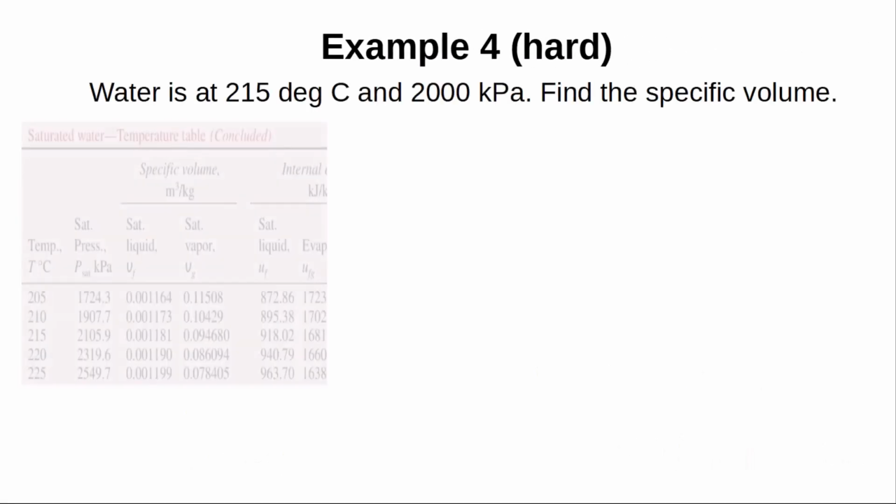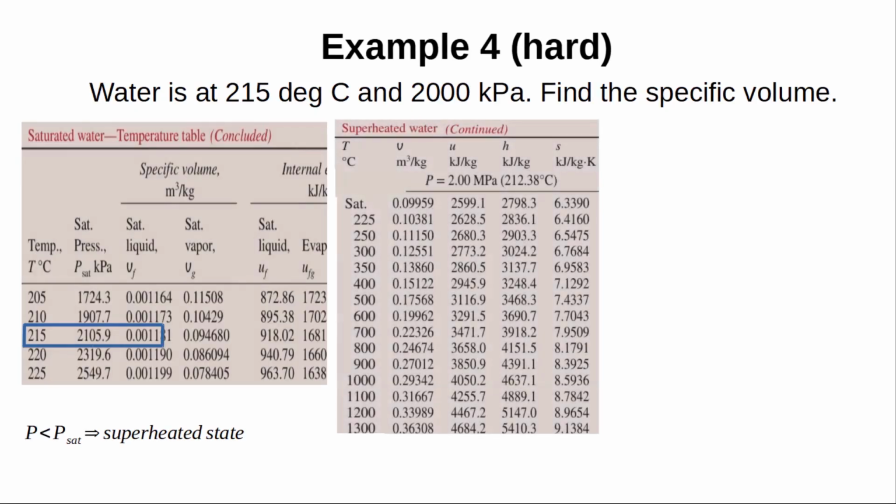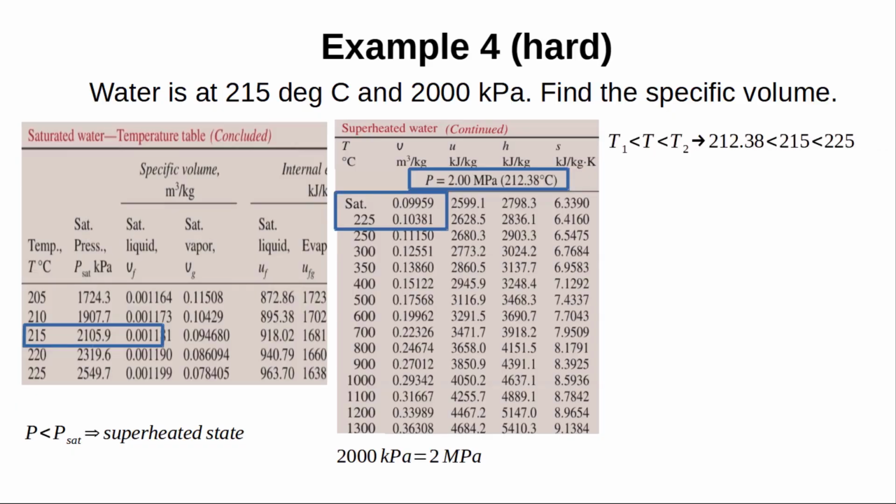Example 4, last one. This time, water is at 215 Celsius and 2000 kPa, and we want the specific volume. Looking at our saturated table at our given temperature, we see our pressure is less than the saturation pressure. So, we'll use the superheated table for 2000 kPa or 2 MPa. Here, our temperature is between the saturation temperature and 225. So, we'll need to interpolate to find our specific volume.